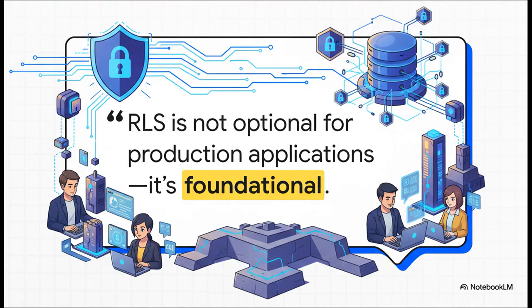At the end of the day, row-level security really isn't an optional feature for production apps anymore. It's foundational. When you get it right, you're building a system that is fundamentally more secure and that scales effortlessly. So the question isn't whether you can afford the time to implement it, it's can you really afford not to?